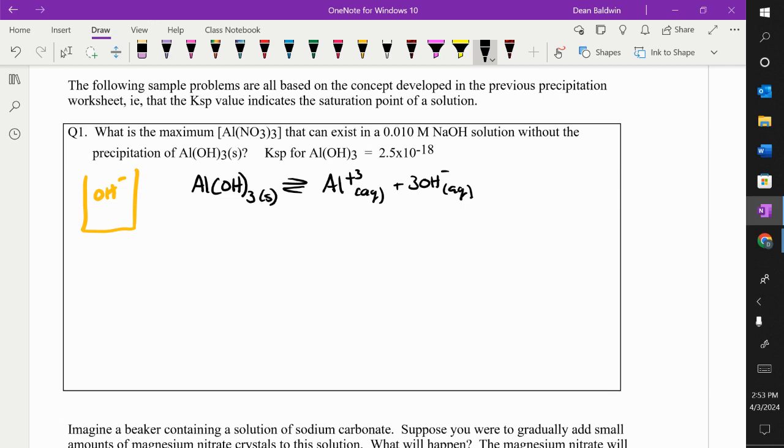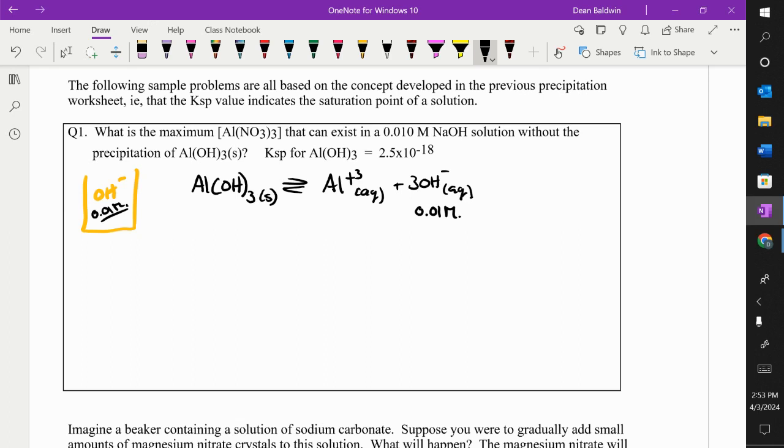Now, how much aluminum hydroxide can we add? I don't care about the nitrate. So really, we just care about the aluminum and the hydroxide. This is a nice table, essentially, but we're just going to shorten it. Now, how much OH minus is already in the beaker? 0.01, right? That's what's floating around in the beaker, 0.01 molar. So that means we have 0.01 molar OH.